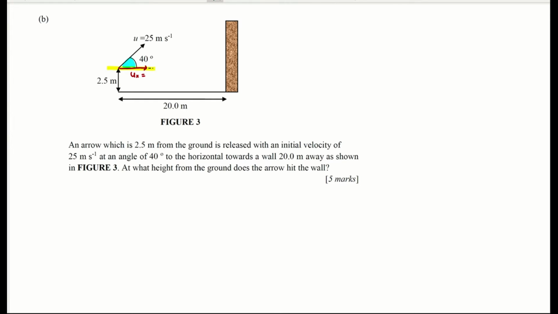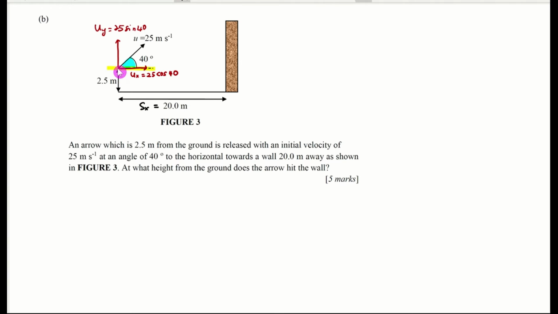So bila duduk sebelah, dia akan jadi cos. So which is 25 cos 40. And then this is uy, which is 25 sin 40. Okay, and then we try to take out all the informations given. Okay, so here we have sx is equal to 20 meter. So now we want to calculate what is the height from the ground does the arrow hit the wall.